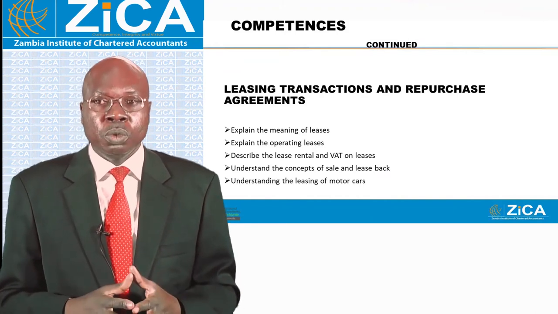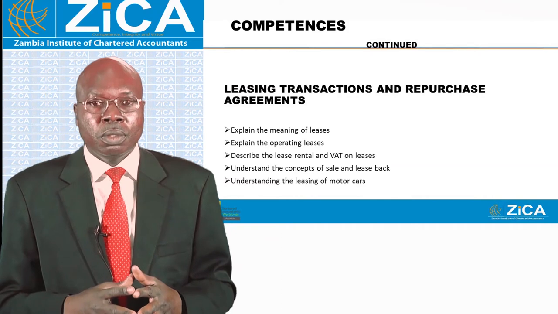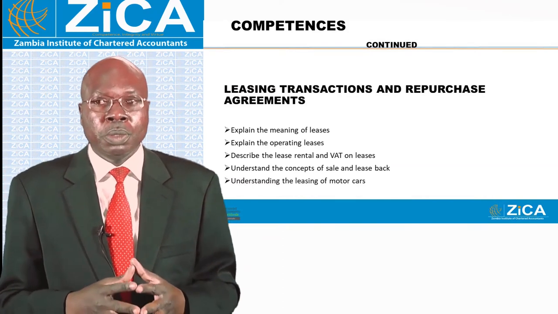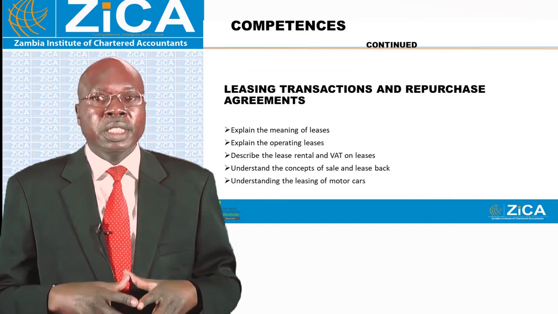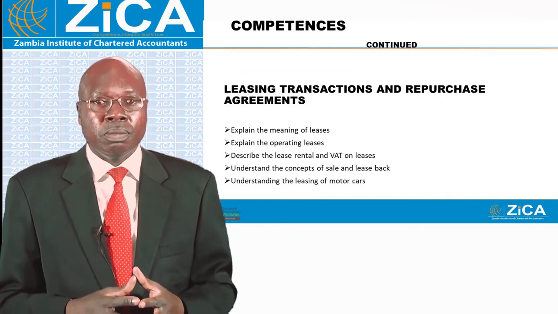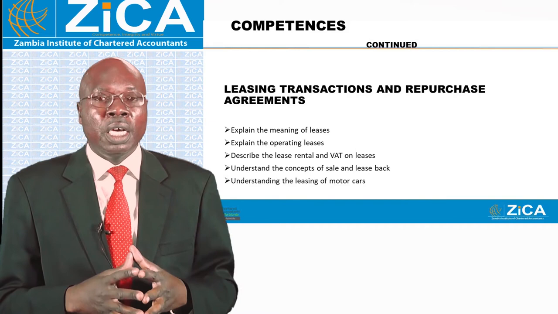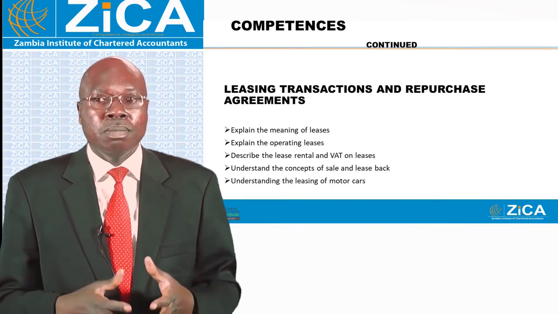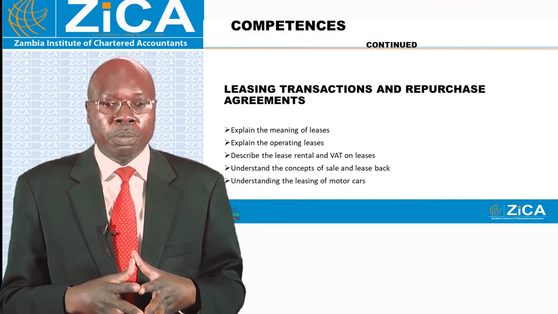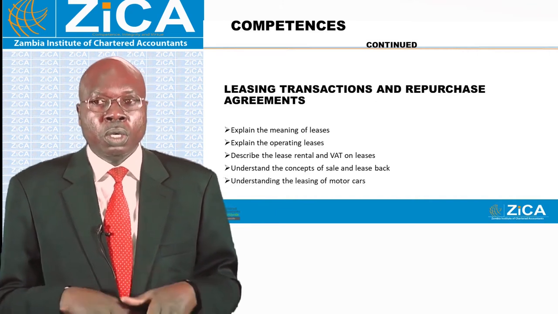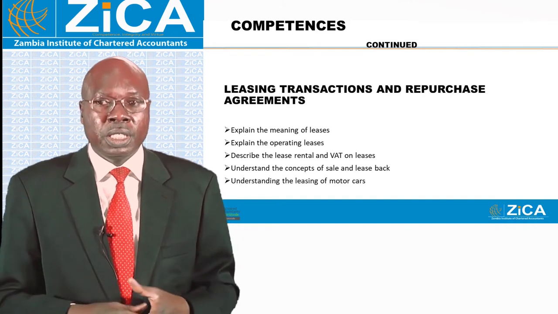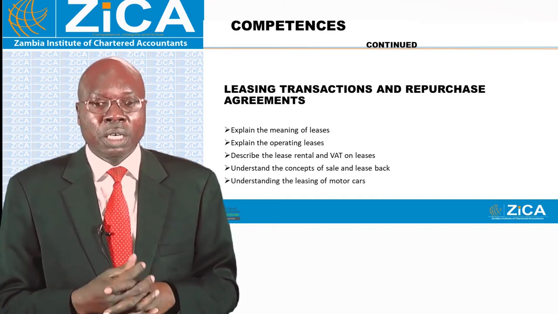What is the aim of doing that? Businesses that are going through a financial challenge or cash flow problems can sell one of their assets under a sell and lease agreement arrangement so that they can raise money to ease their cash flow problems. So they will sell an asset, and after they have sold that particular asset, then they'll begin to rent it again. And that's how it works.